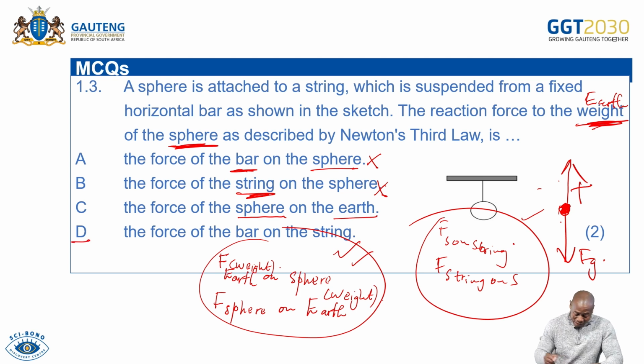Looking at D, the force of bar on the string. We are not focusing on the bar and the string, we are focusing on the sphere and the Earth. So the correct answer here will be C. They're saying the reaction force to the weight of the sphere, right? So actually the force that is given to us here is force weight on the sphere. That is the force that is given to us.